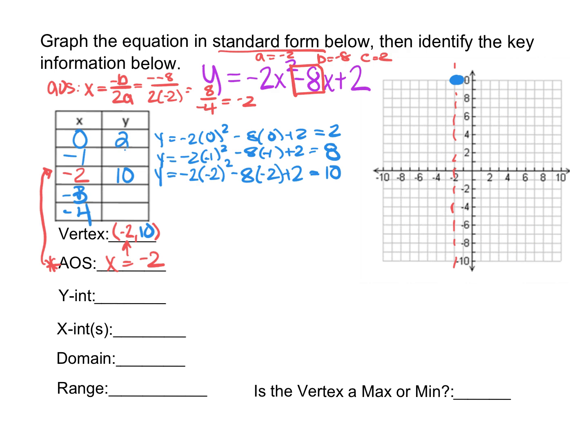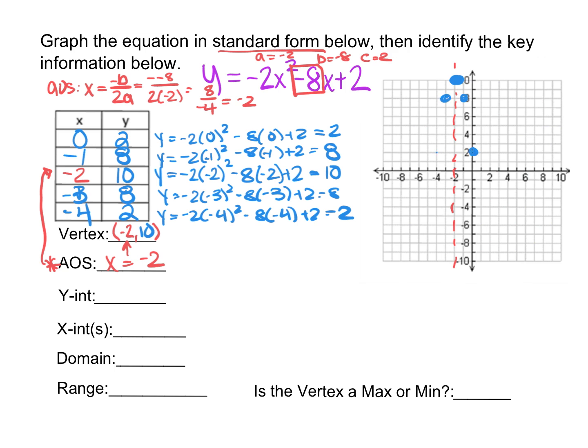And if you continue to plug all of these in and you take the time to do that, you'll find that if you plug in your negative 3, that also ends up to be 8, so we get some confirmation that this is symmetrical. And if we plug in negative 4, we also find that this one is 2. So this just comes down to plugging it into your calculator and plotting those points.